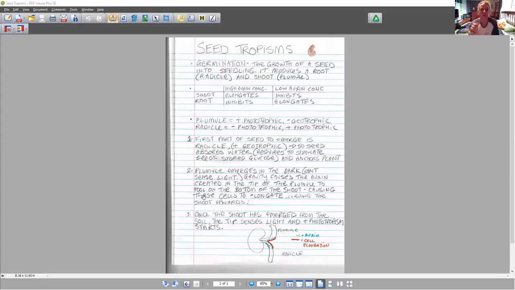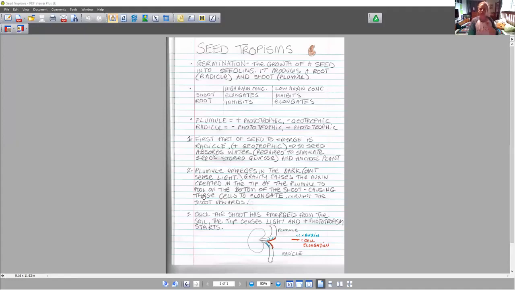In shoots, when there's not much auxin there, it inhibits the elongation. So in shoots, if there's no auxin, they just are normal size cells. Whereas in roots, if there's low auxin, then the cells will elongate.